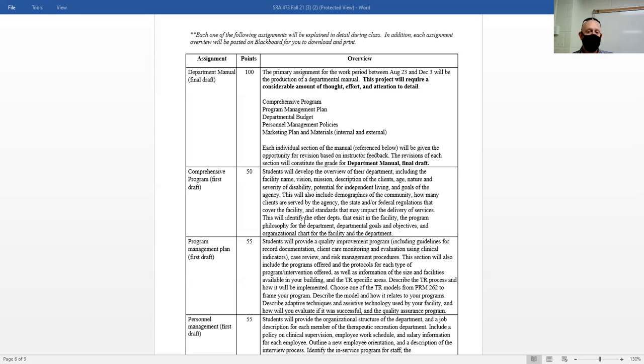So an overview of your department, that's important. Give your facility a name, that's important. Now give me a vision statement, a mission statement. You can find examples of those. Don't copy one straight up, make it fit the group that you want to work with.